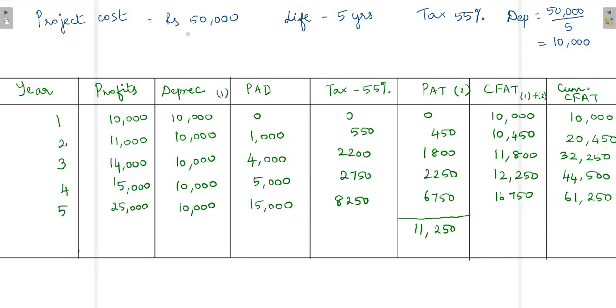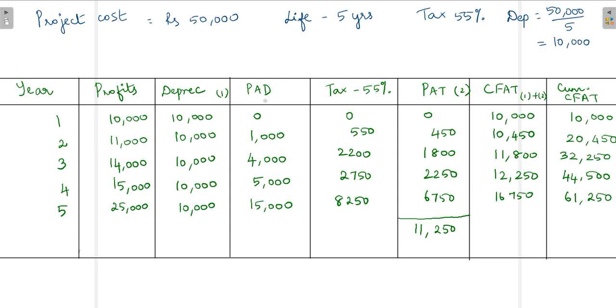So project cost is 50,000, life is 5 years, tax is 55%, depreciation is cost divided by the number of years, which is 10,000. So the first column here is the years. Profits are given in the question. We have calculated depreciation as 10,000, so 10,000 for all the 5 years.